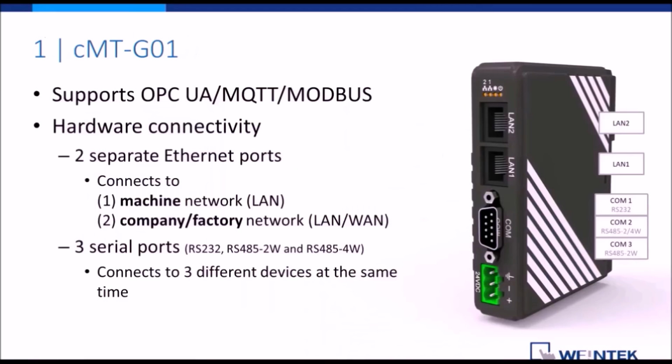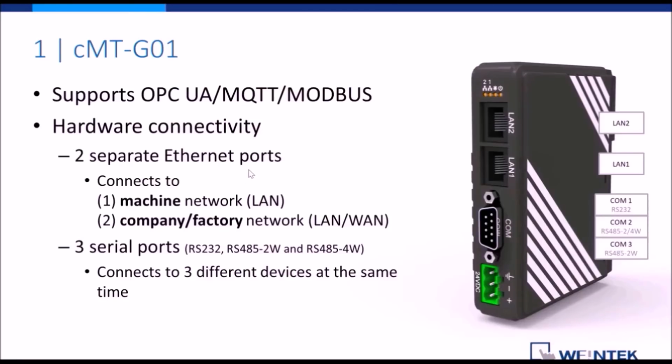Okay, so that was about the key software that I talked about. Now let's look at how we intend our gateway to be used. That's looking at the interface or the hardware of it. So starting with the GO1, the GO1 has two Ethernet ports.